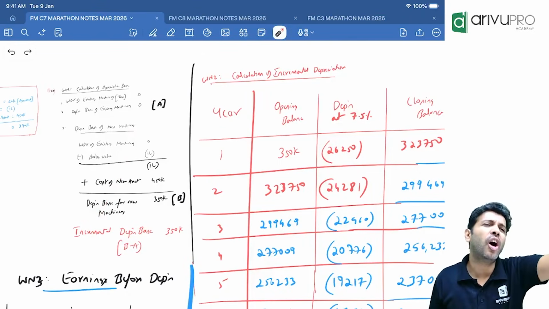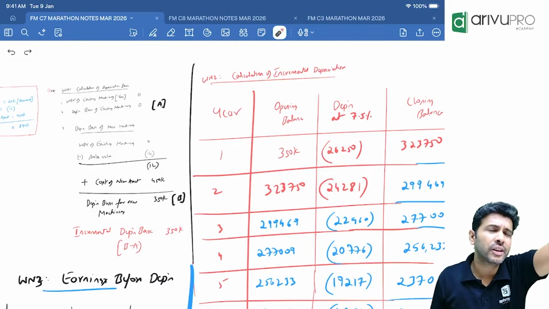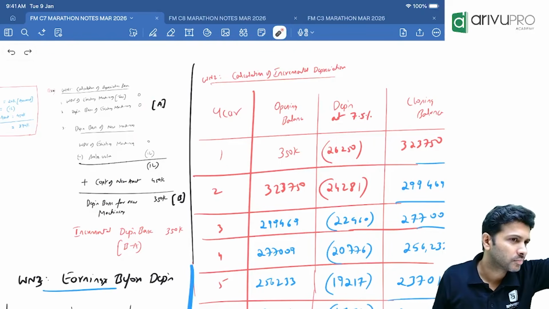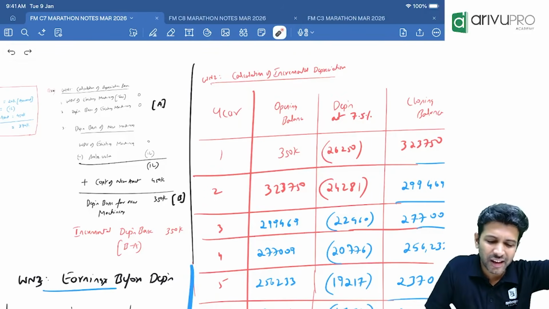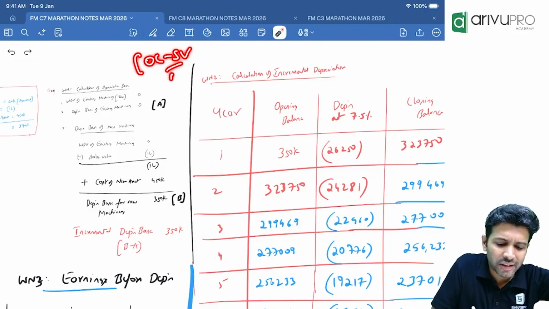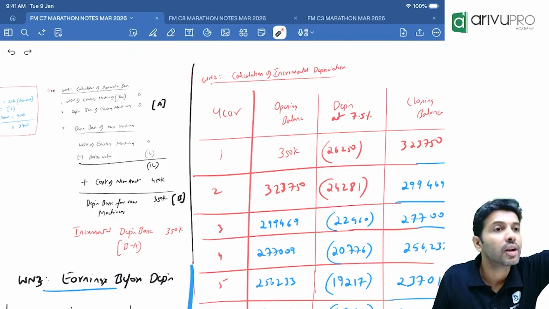You will do the normal calculation. What is depreciation on the old asset? What is depreciation on the new asset? Straight line method, you already know the formula. Original cost minus salvage value divided by life. It's not actually original cost, it's carrying amount. Leave that.